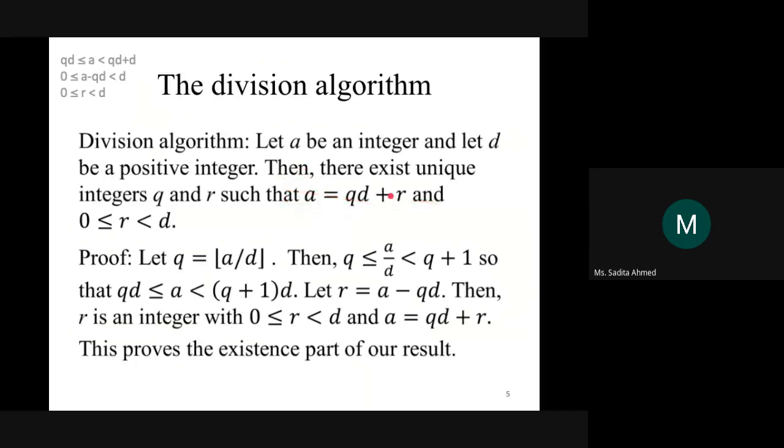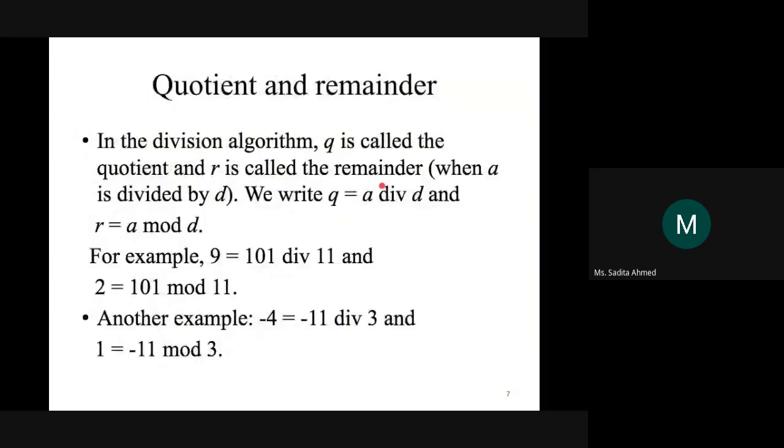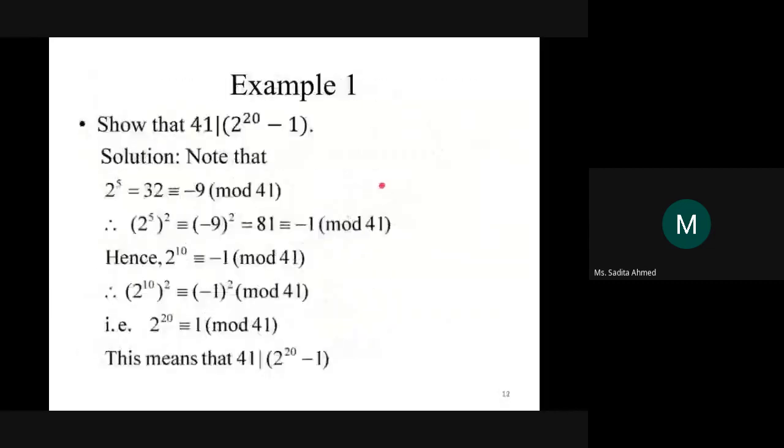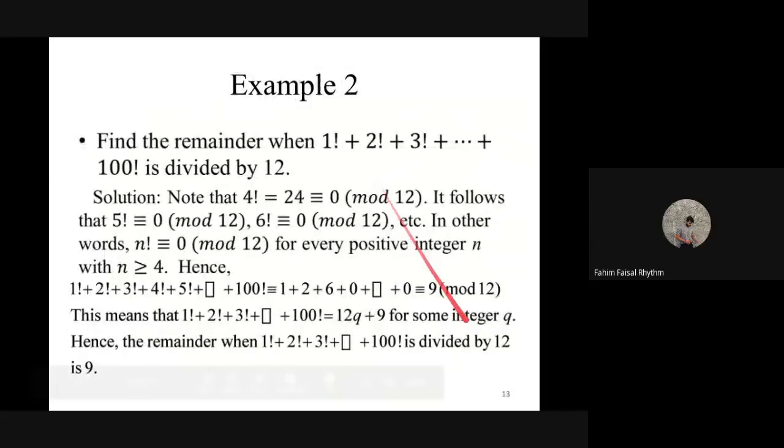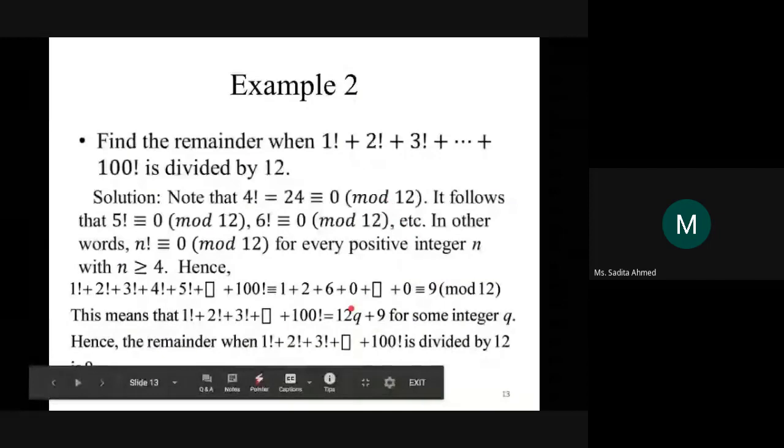And we have plus R. So what is the remainder then? Based on the division algorithm, our remainder in that case is 9. Exactly. So there you go.